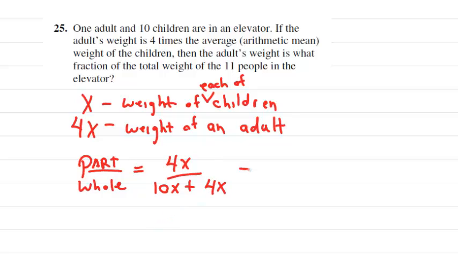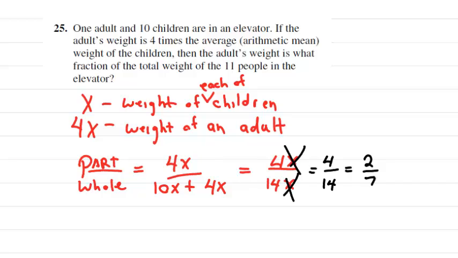So to simplify that a little, we have 4X on the top and 14X on the bottom. The X's are going to cancel. That leaves us with 4 over 14. Divide both by 2, 2 over 7. And so the answer would be 2/7.